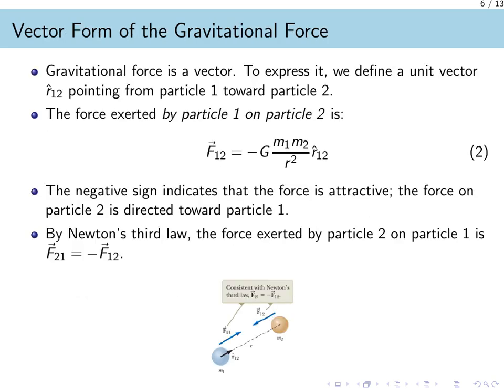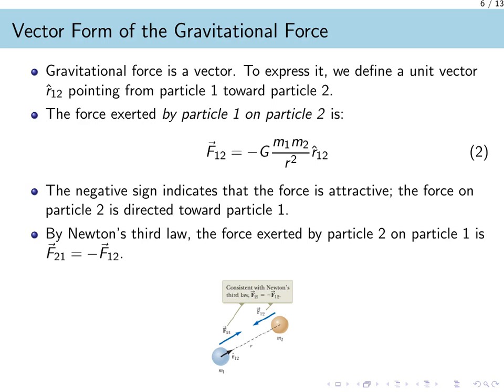Since gravity is a force, it has direction, and we must express it as a vector. To do this, we define a unit vector, which we call r hat 1, 2. A unit vector is a vector with a length of 1, and its only job is to point.